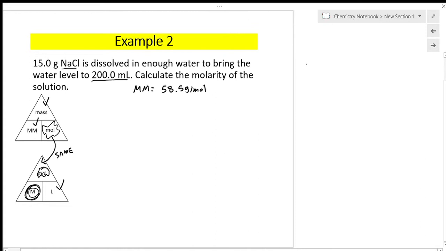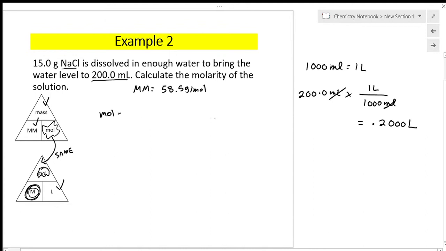Just remember the relationship is there's 1,000 milliliters in 1 liter. Okay, so if I have 200.0 milliliters, I have 1 liter on top, 1,000 milliliters on the bottom. That will cancel out, and I will be left with 0.2, and all these zeros are significant. So 0.2000 liters. Okay.